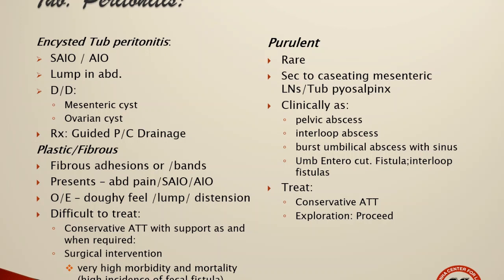It would clinically present as a pelvic abscess, it can present as an interloop abscess, it can present as a burst umbilical abscess through the umbilicus, or as an umbilical sinus with pus coming out, or it can even present as an umbilico-enterocutaneous fistula, where instead of the pus coming through the umbilicus, now there is fecal content coming from the umbilicus. And these are usually in those patients where the rupture of the caseous material has also involved the wall of the intestine. The treatment, again, is conservative or exploration, and subsequently, depending on the type of presentation, you have to proceed with whatever the patient requires.